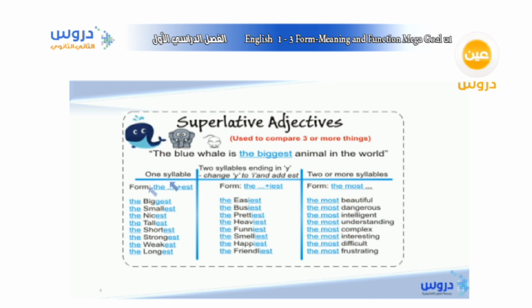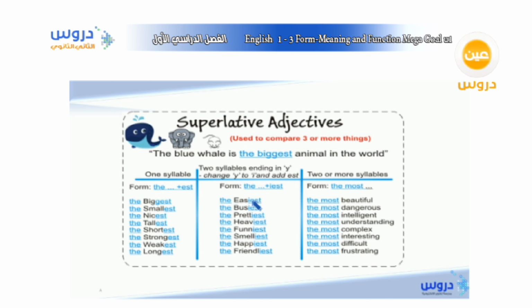The whale is the biggest. With one syllable, we use the, then est: the biggest, the smallest, the nicest, the tallest, the shortest, the strongest, the weakest, the longest, etc. And the same rule that we used with the comparative applies: if it ends with one vowel and one consonant in one syllable, we double the last letter, like big, the biggest, double G.